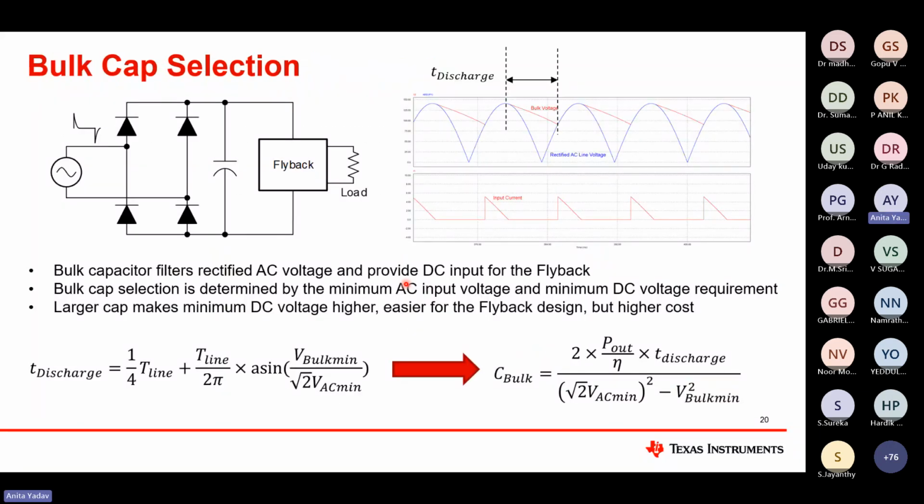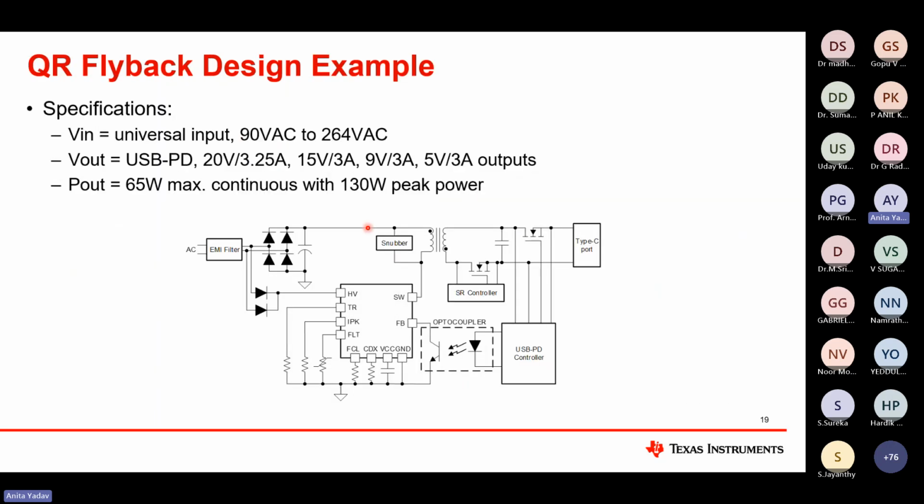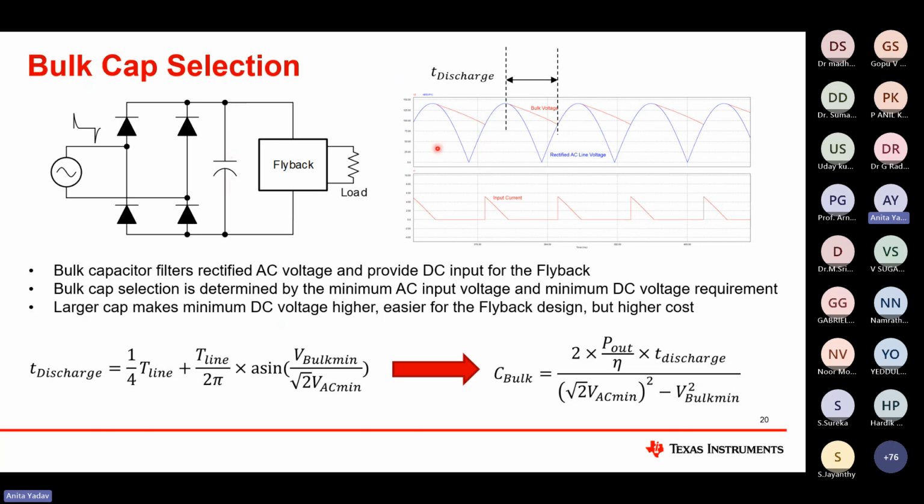So bulk cap selection. As the first thing here, we have defined the input line 90 volt AC to 264 volt AC. So 90 volt AC, when it gets rectified, the output at this end is rectified AC line voltage. So if it has 50 hertz, then this is a 10 millisecond time duration, right? So the voltage profile across this curve will appear something like this. It goes from all the way here to here. It follows the path like this basically.